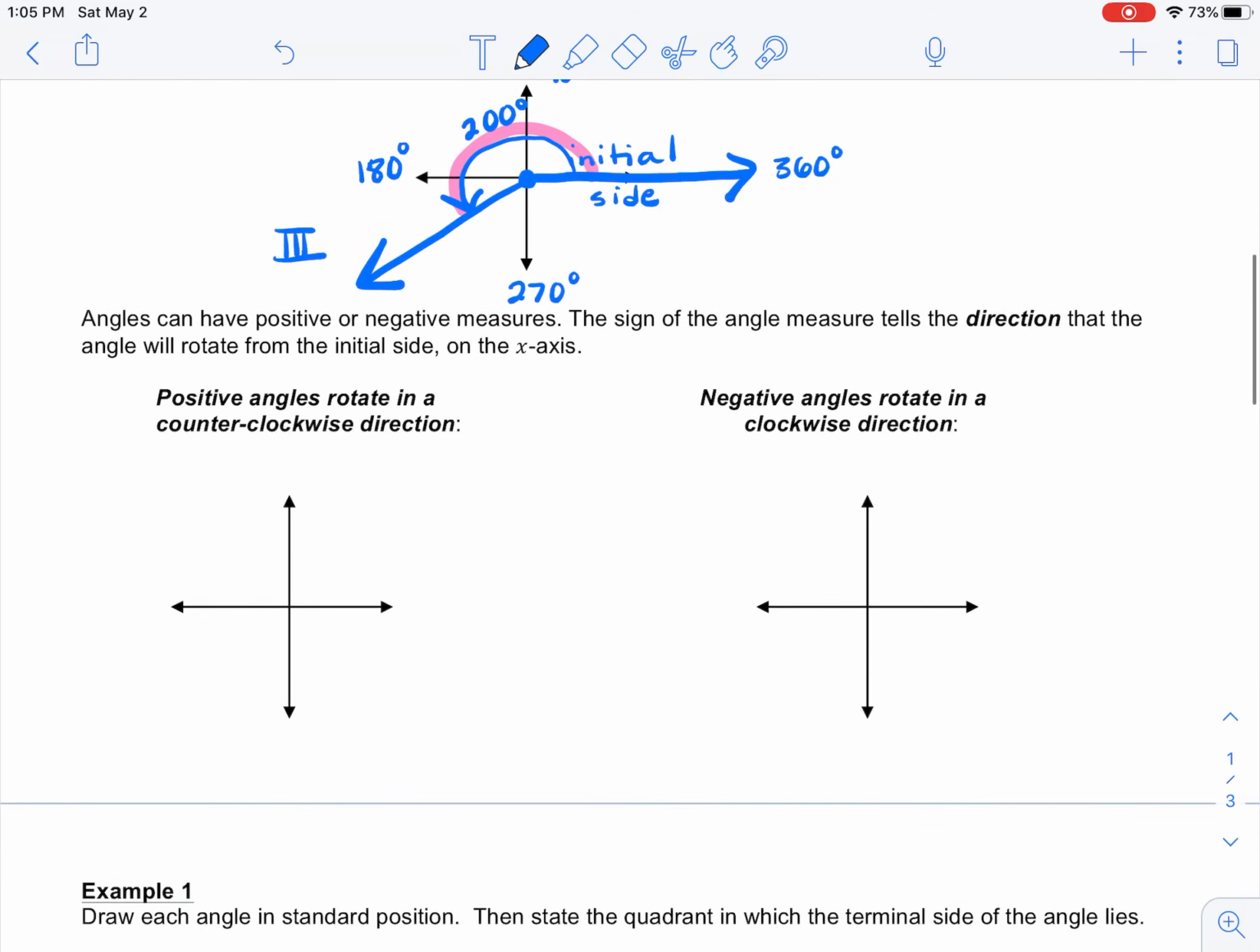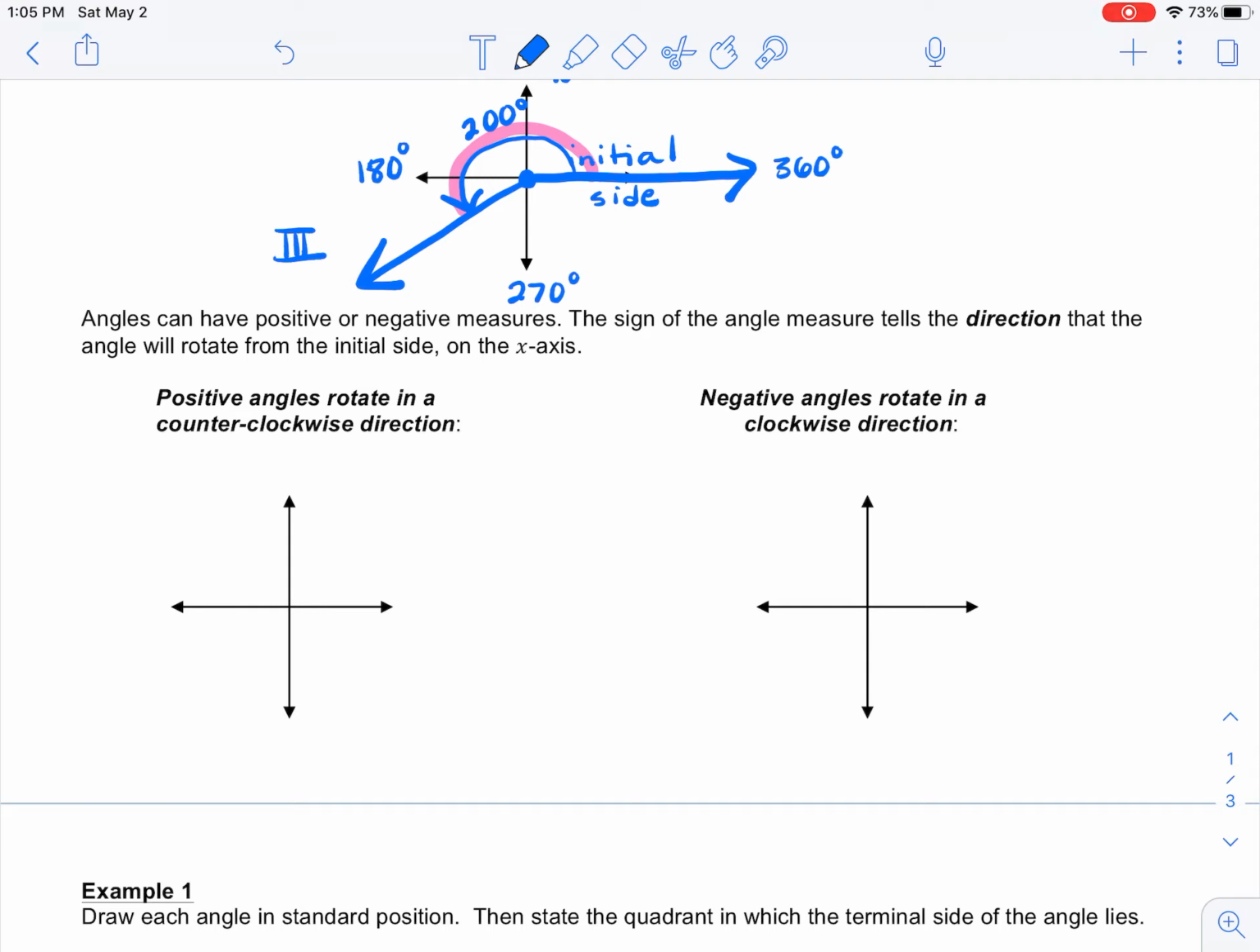Now, angles can be positive or negative, and the sign of the angle tells what direction the ray rotates, either clockwise or counterclockwise. So the angles I've mentioned so far have been positive, and we've drawn them.